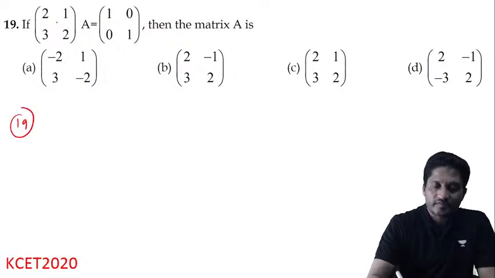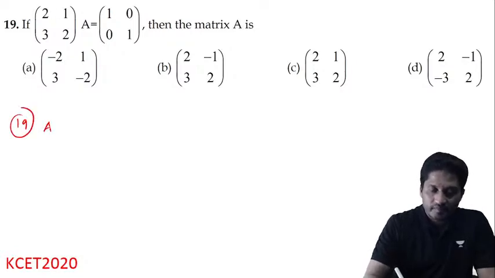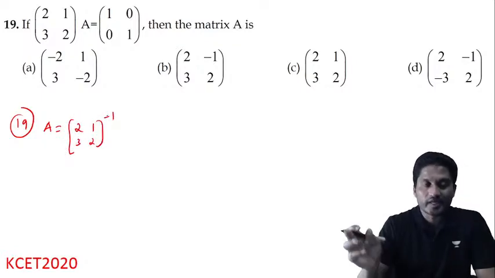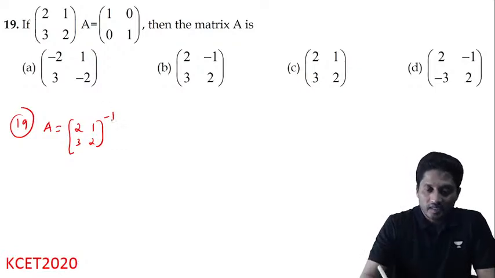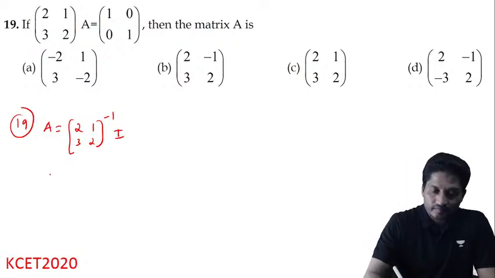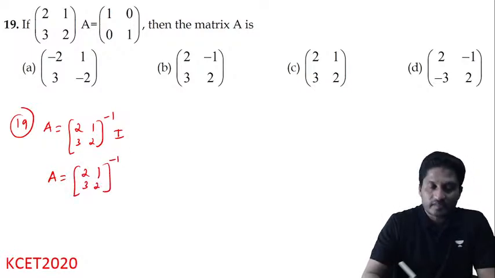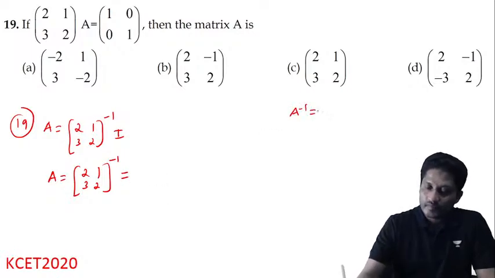See this matrix, if I shift to the right side, capital A is equal to matrix 2 1 3 2, whole inverse. That is, I'm operating inverse on both the sides, and then 1 0 0 1 is I. So this is 2 1 3 2 whole inverse into I, which is the same thing. So A inverse is equal to what? A inverse is 1 by determinant A into adjoint of A, right?